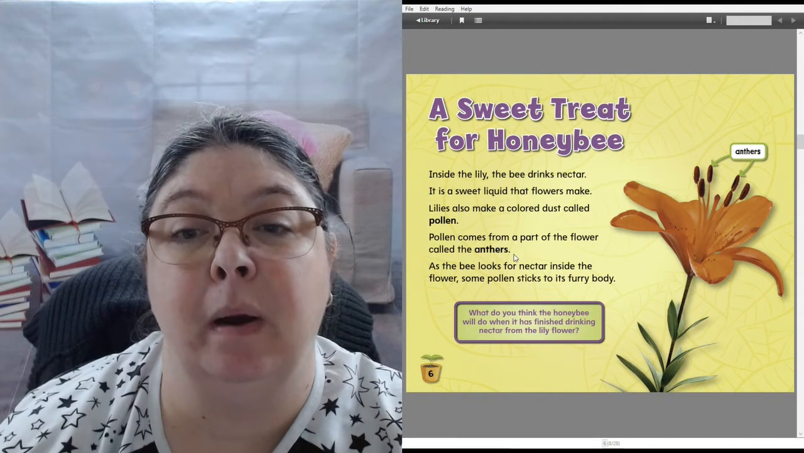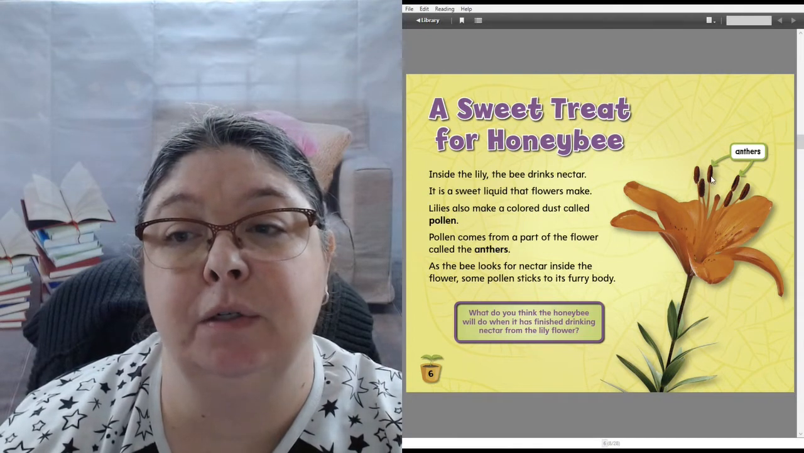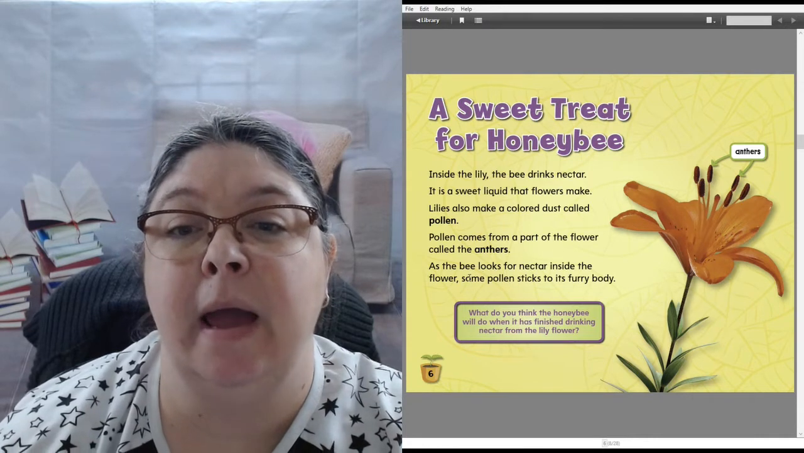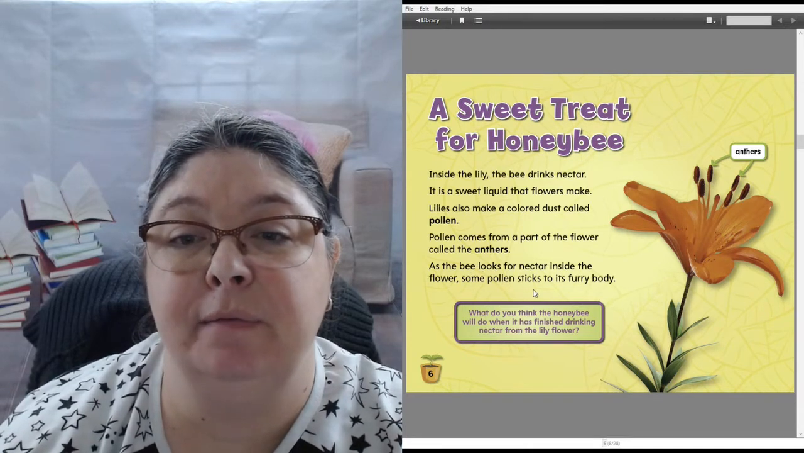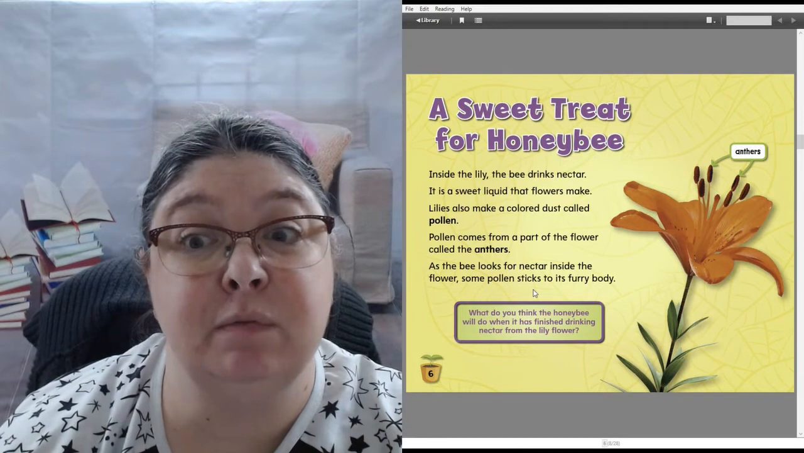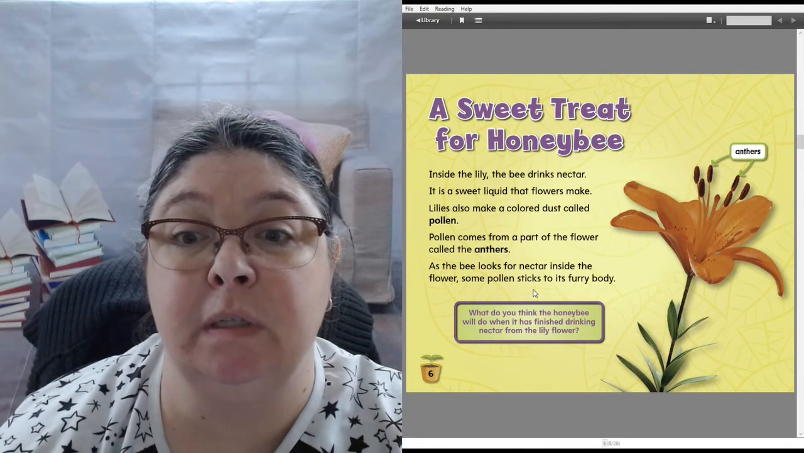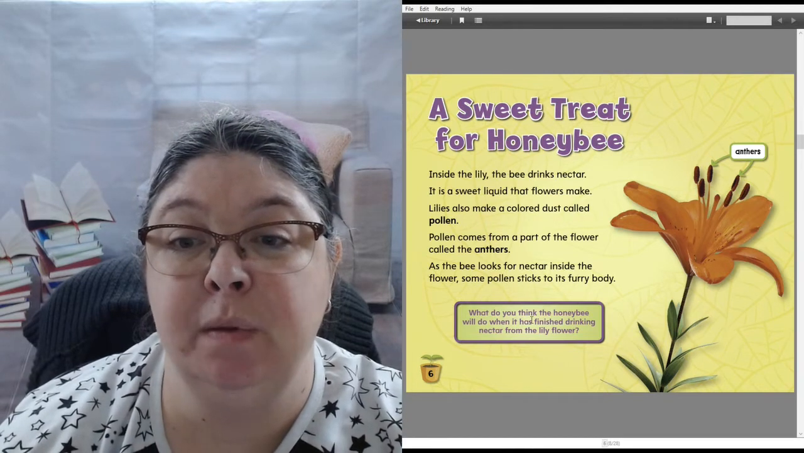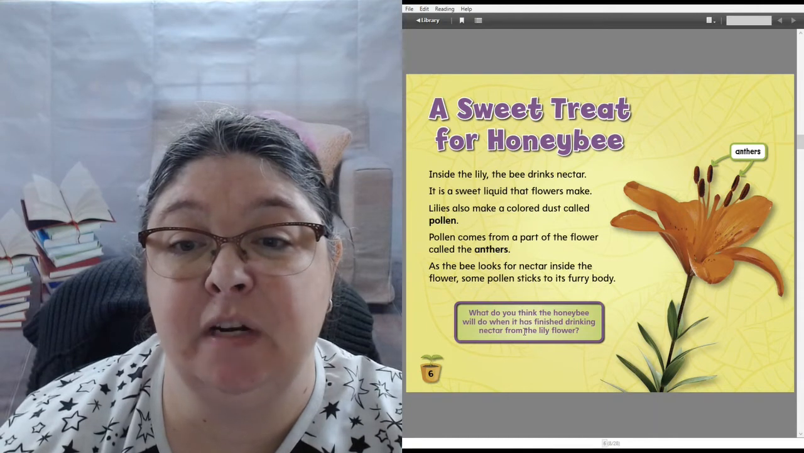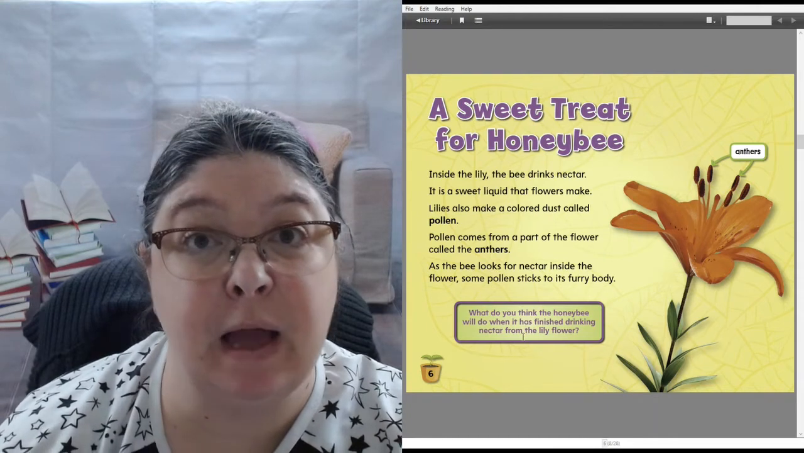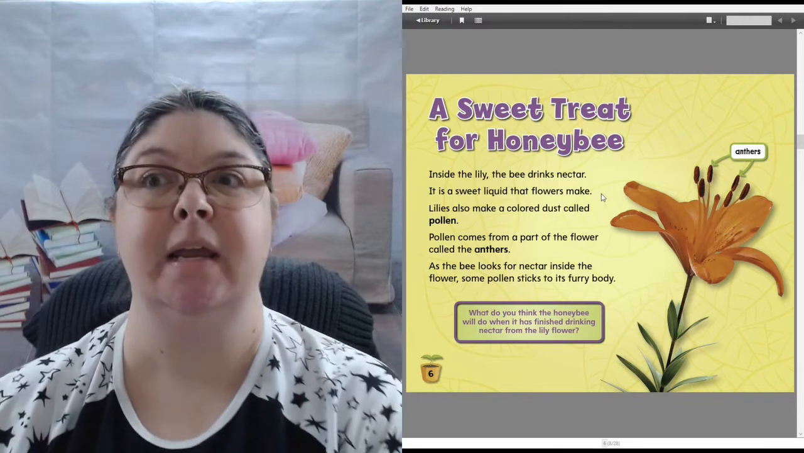Pollen comes from a part of the flower called the anthers. So these parts right here, these are called the anthers. As the bee looks for nectar inside the flower, some pollen sticks to its furry body on its legs. What do you think the honeybee will do when it has finished drinking nectar from the lily flower? Let's read and find out.